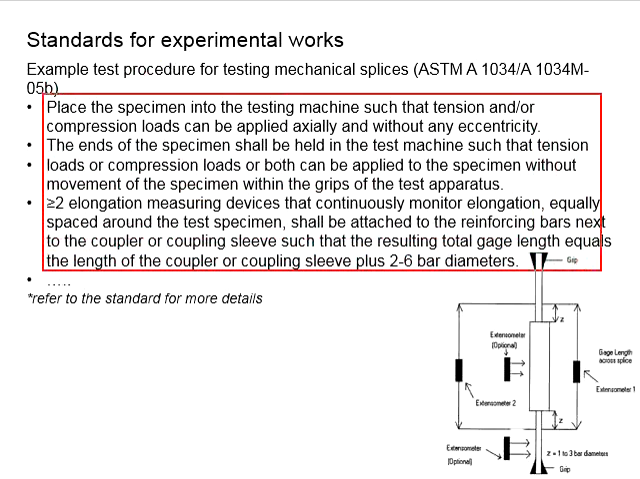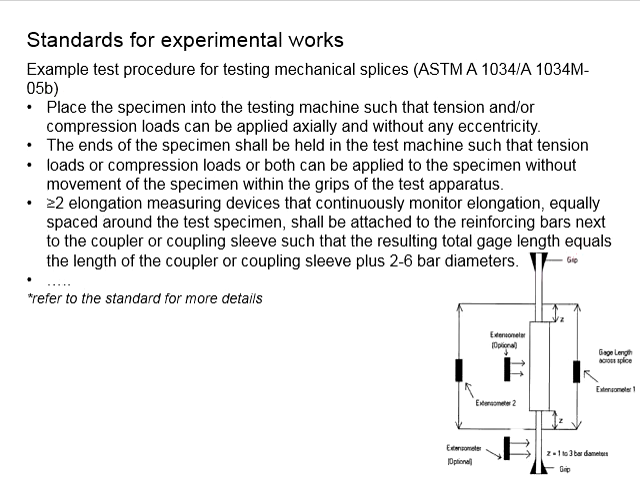These are the typical procedures as outlined by the standard. Place the specimen into the testing machine such that tension or compression load can be applied axially without any eccentricity. That means this kind of testing can be used for testing the tensile strength of the mechanical splice, or the compressive strength, or both, where there will be tension and compression oscillating throughout the experiment.